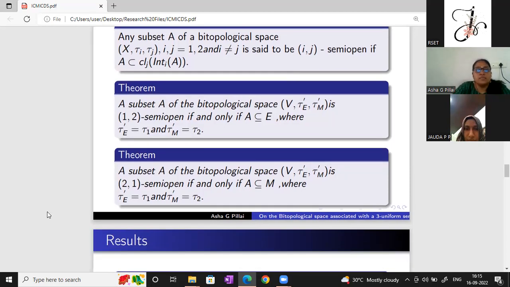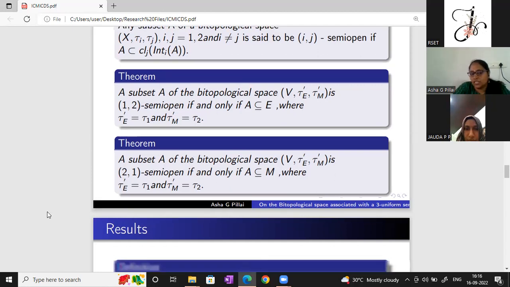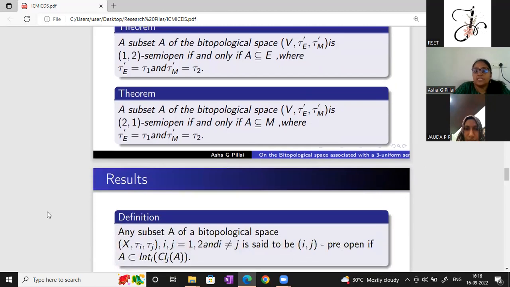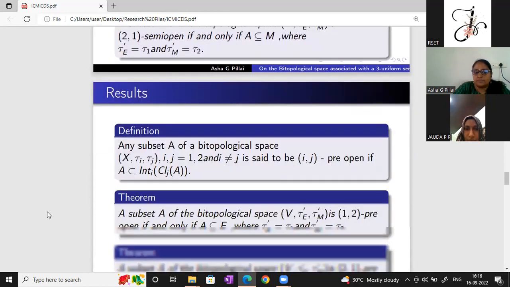We can prove that a subset A of the bitopological space that we have defined on V, that is (V, τE', τM'), is 1,2 semi-open if and only if A is a subset of E, the collection of all end vertices, where τE' is taken as the first topology and τM' is taken as the second topology. Similarly, a subset A of the bitopological space (V, τE', τM') is 2,1 semi-open if and only if A is a subset of M, that is, the collection of all middle vertices.